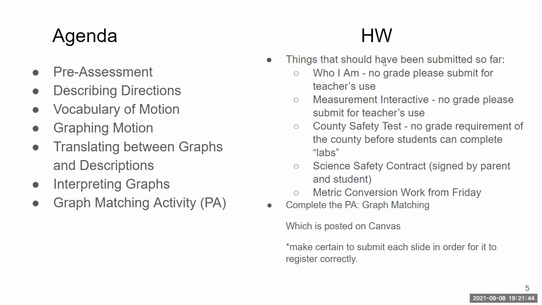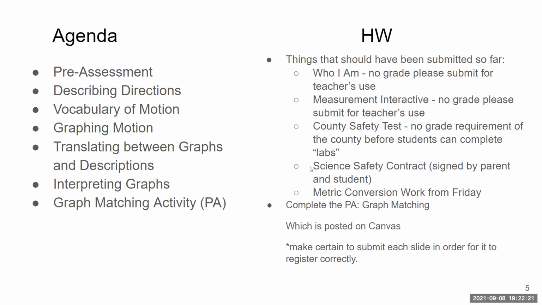So a reminder for your homework, the things that you should have submitted by now: the Who I Am sheet, and remember that's not graded, but that was helpful for me to kind of better get to know you. The measurement interactive, there was no grade to that, but I want to give you some feedback, so please hit that submit button. The county safety test, no grade, but you have to have 100% according to the county. So you need to make sure that if you haven't gotten that 100%, go back and do it until you've reached that 100%. If you need help, please let me know.